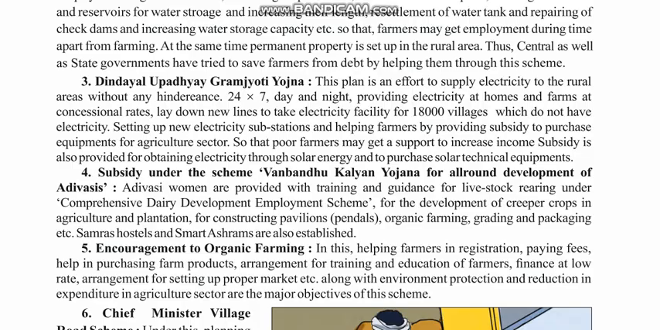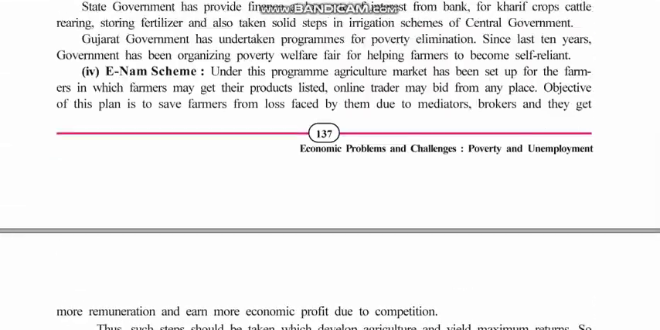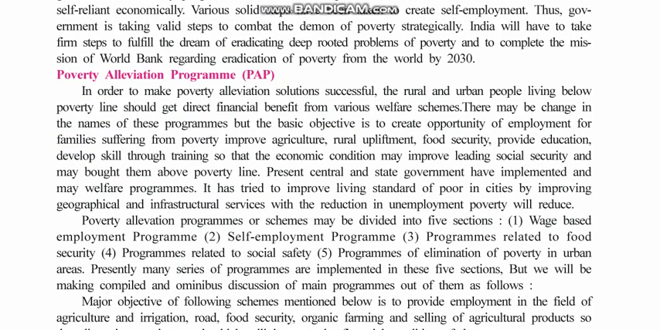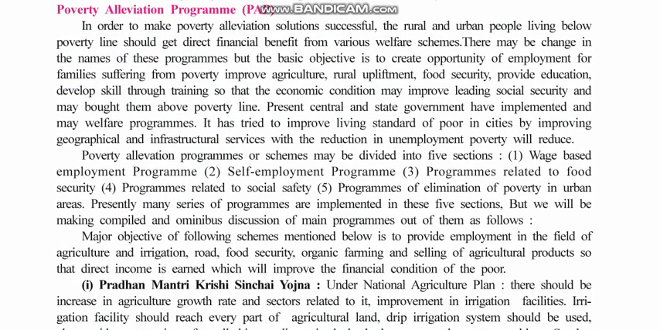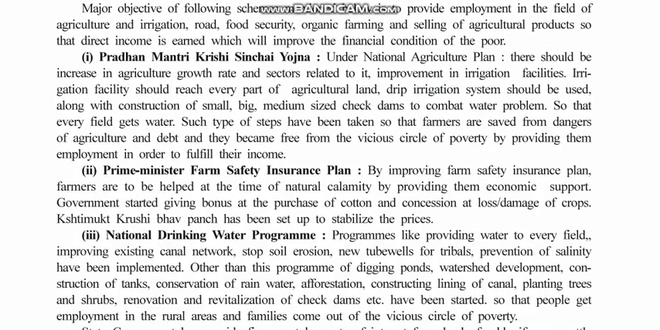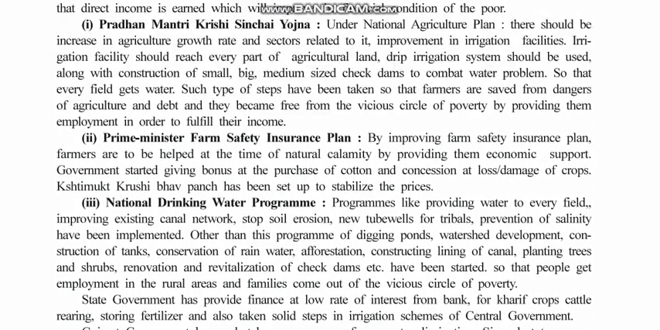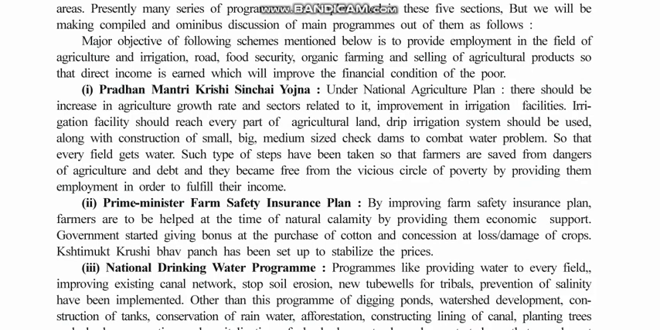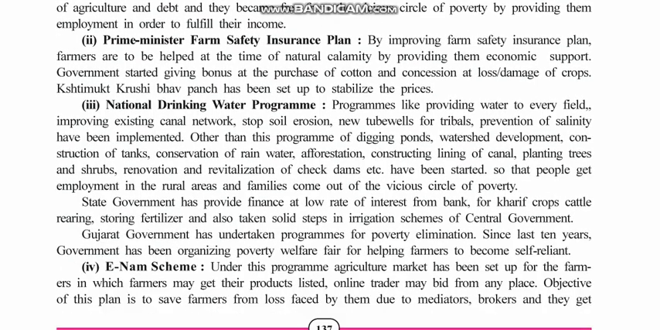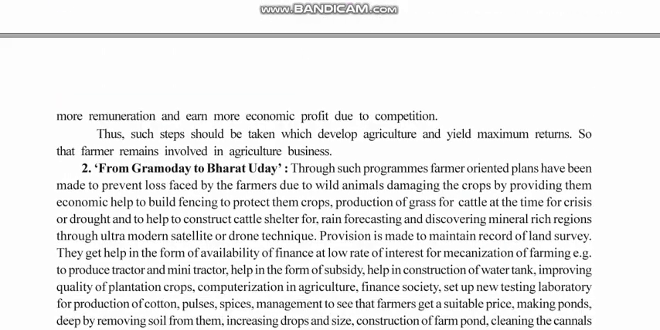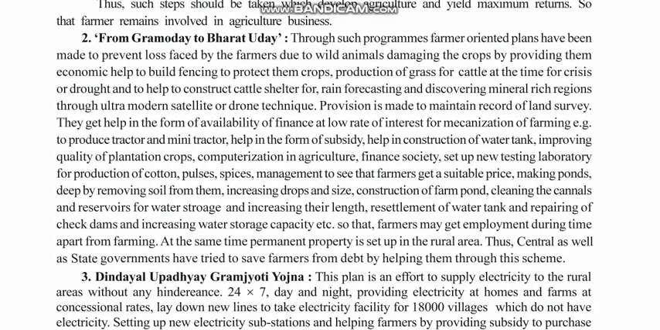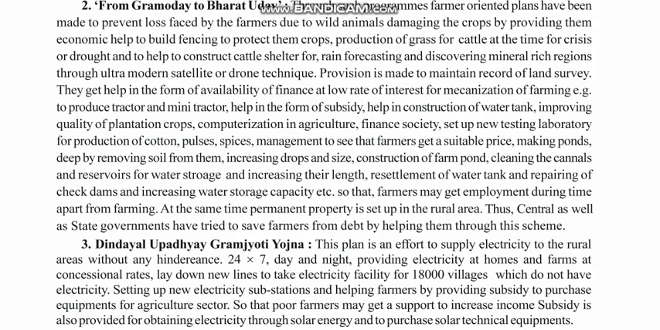In the previous video lecture we saw about the poverty alleviation program, which is divided into 5 divisions, and we studied 3 main schemes of it: Pradhan Mantri Krishi Sinchai Yojana, Prime Minister Farm Safety Insurance Plan, National Drinking Water Program, and the E-NAM scheme. Gramoday to Bharat Uday was also seen by us.